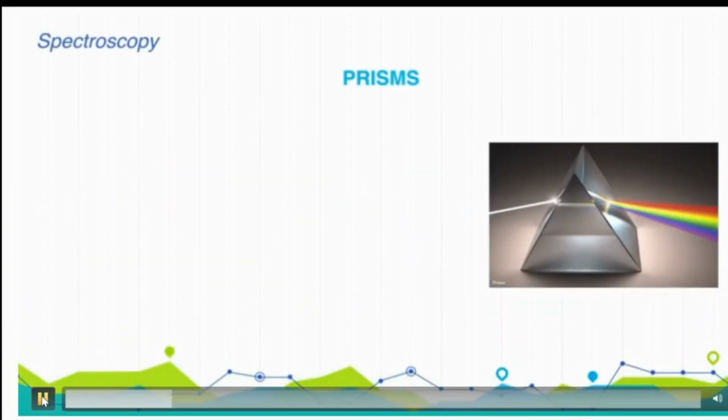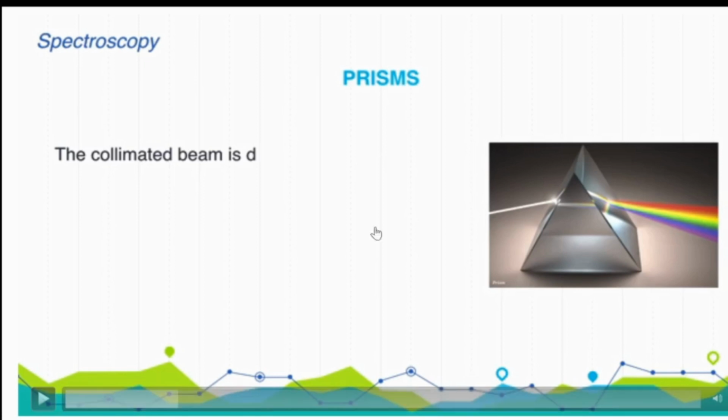The collimated beam is dispersed. In the prism, a single beam is striking on its one side. It gets diffracted and its constituent parts get separated as different colors. And among these colors, only one color is allowed or passed through the cuvette.